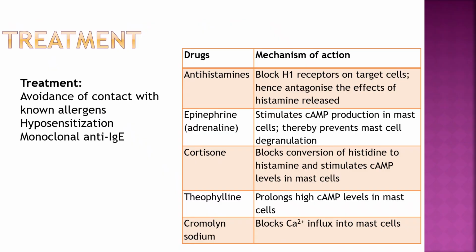Treatment of type 1 hypersensitivity reaction: avoidance of contact with the known allergen, hyposensitization, monoclonal anti-IgE. Drugs: antihistamines, epinephrine (adrenaline), cortisone, theophylline, and cromolyn sodium. This blocks calcium influx into mast cells.